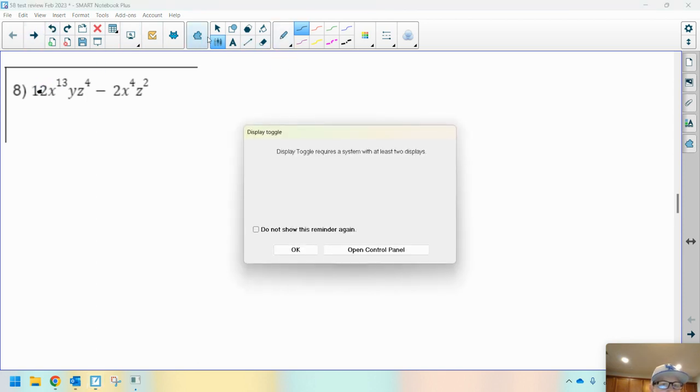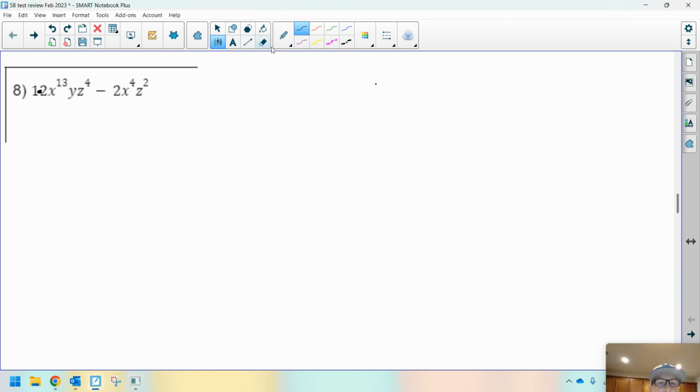Okay, so we're going to do a little highlighting. Let's get that eraser first. All right, let's highlight the 12 and the 2. Don't worry about the negative right now. The first number is positive, so we're going to take out a positive GCF. We're looking for the GCF, the greatest common factor of 12 and 2.